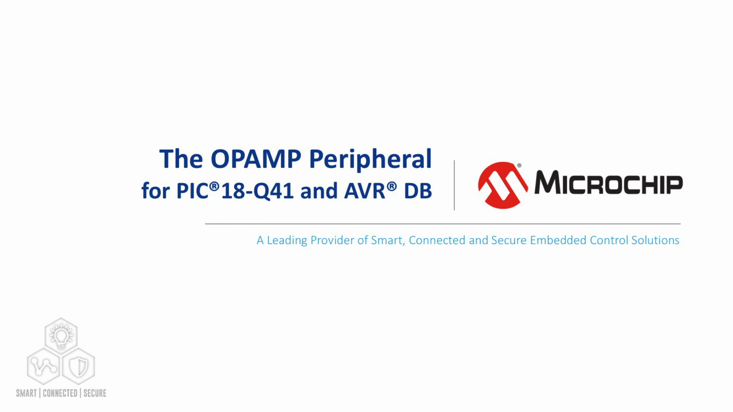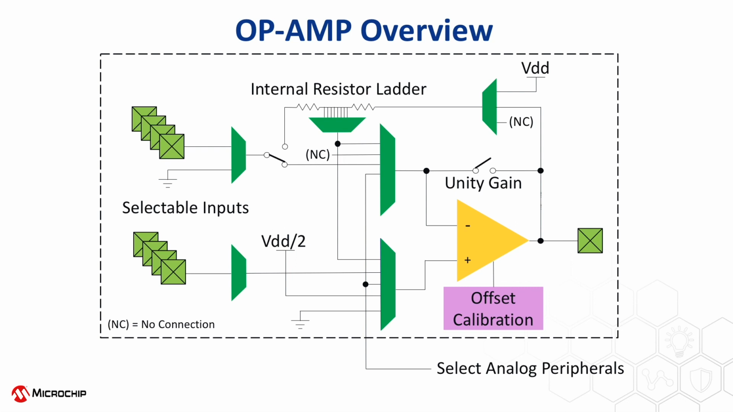Today I am covering the OPAMP Peripheral in the new PIC 18Q41 and AVR DB product families. Both the AVR DB and the PIC 18Q41 share the same basic operational amplifier with minor differences in a few of the implemented features. In most cases, the analog performance of both devices should be identical. The biggest difference between the two devices is the number of op-amps on board.